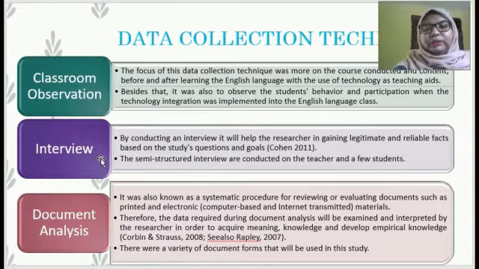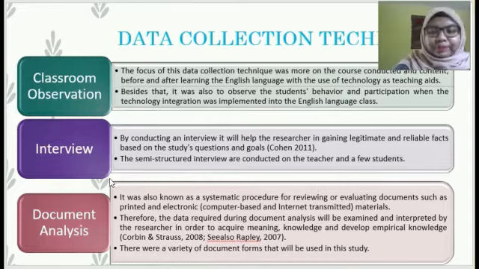Okay, the last data collection technique is document analysis. It is also known as a systematic procedure for reviewing or evaluating documents, such as printed and electronic. Therefore, the data required during document analysis will be examined and interpreted by the researcher in order to acquire meaning, knowledge, and develop empirical meaning. There were a variety of document forms that will be used in this study.